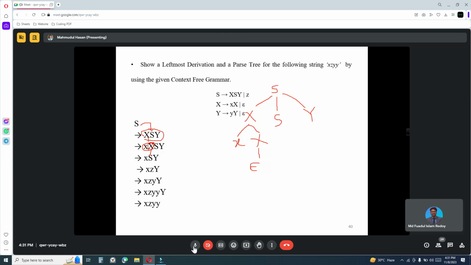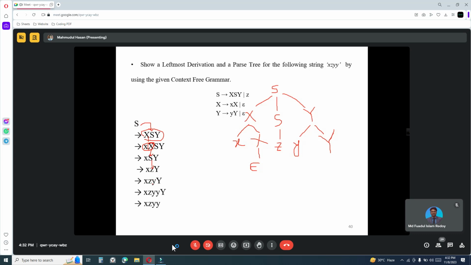This one done. Then you need to write S to Z. That means S to Z. Okay, S to Z. Then which one? Y to YY, lowercase y and uppercase y. Everyone draw this one. Y and Y, is it? Okay.